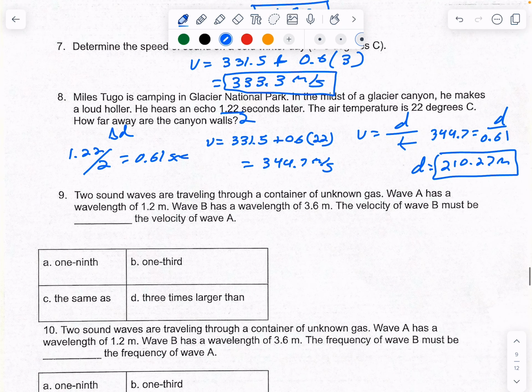Number 9, two sound waves are traveling through a container of unknown gas. Wave A has a wavelength of 1.2 meters, and wave B has a wavelength of 3.6 meters. The velocity of wave B must be blank compared to the velocity of wave A. Their wavelengths are different, which means their frequencies are different. But remember, velocity can only be changed by the medium. It didn't mention they're in different containers of gas, so there is no change in medium, so they have the same velocity as each other. You can have different frequencies and different wavelengths, but still have the same velocity, only if you don't change the medium.